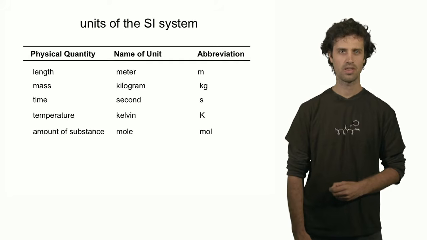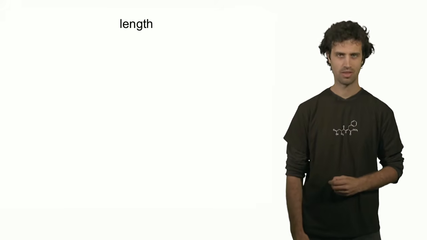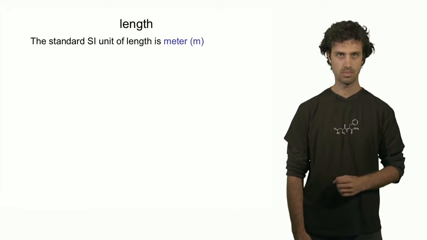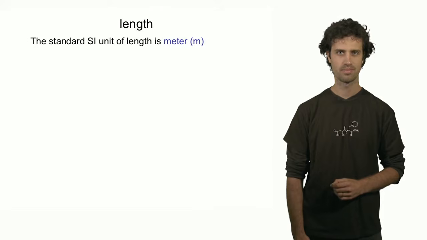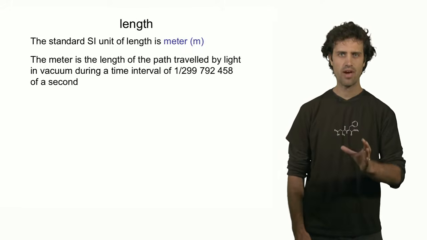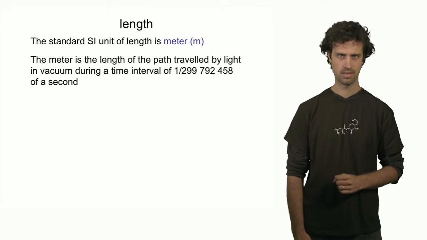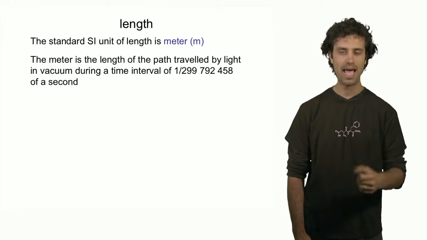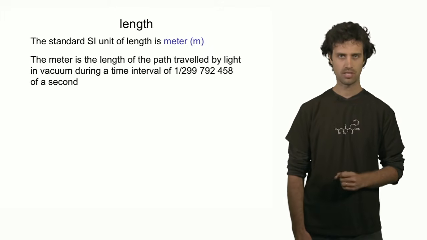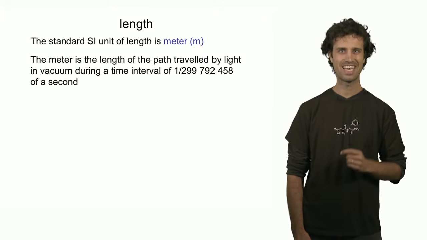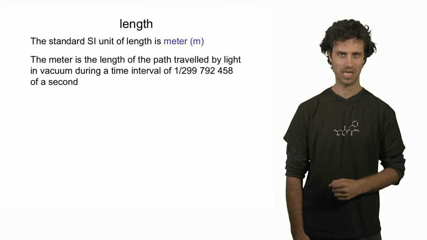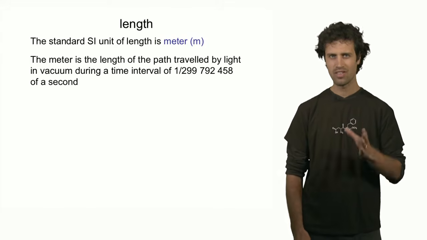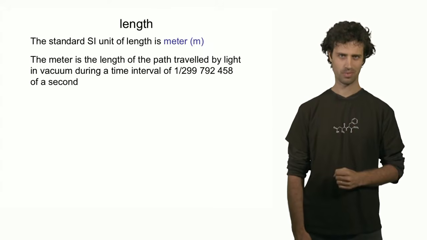So let's start with the quantity of length. The unit of length in the SI system is the meter. Now the meter is very precisely defined. It is defined as the distance traveled by light during a time interval of 1/299 millionth of a second. It's a very precise definition. However, this definition is not very useful.